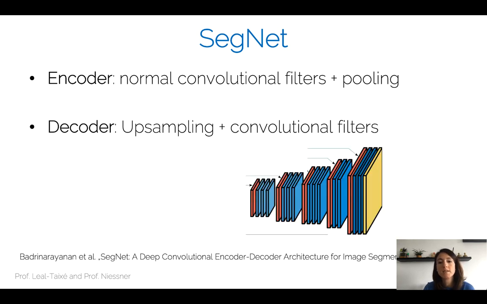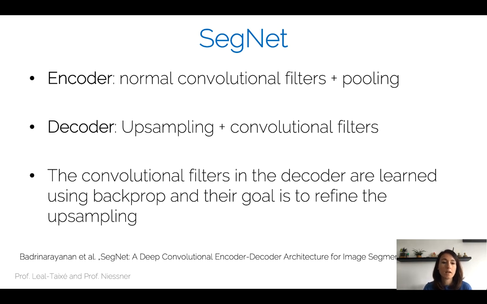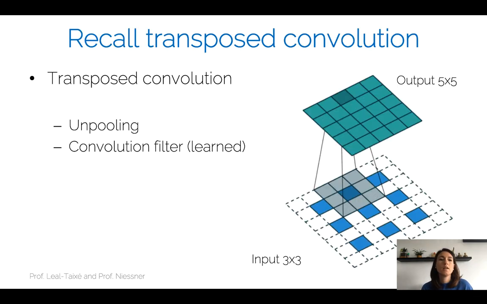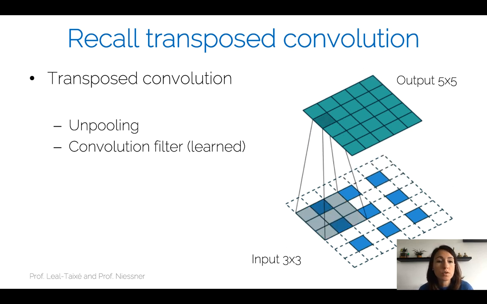Now, it's important to note that the decoder part has not only the upsampling, but also these convolutional filters after it. And essentially, the intuition here is that we're going to do a rough upsampling of our feature map, and then we're going to have a chance to correct it through a series of convolutional layers. And these convolutional layers are trained, like the convolutional layers of the encoder, using backpropagation. So these are regular convolutional filters. And again, the goal of these convolutional filters is to train them so that they actually refine the upsampling that we did.